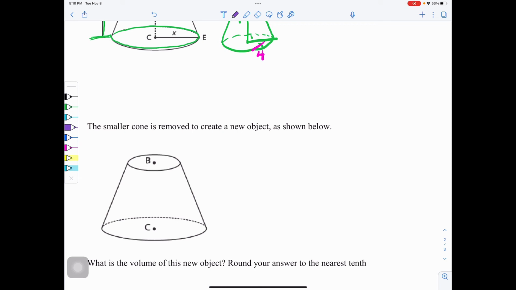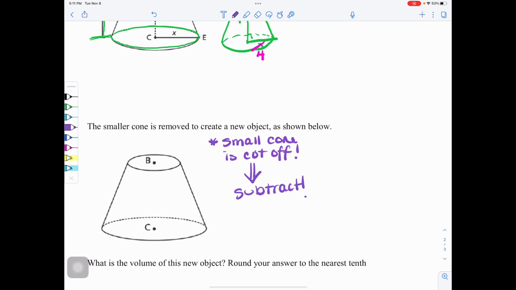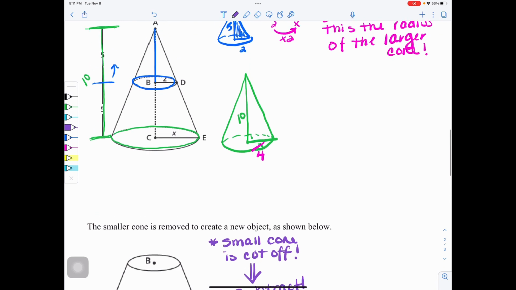So here, I'm going to make a little note that the small cone is cut off. Because it's cut off from the top, we are going to have to subtract these volumes to figure out the remaining volume of this unique shape. So I'm going to go back up here, and we're going to start with the larger cone.